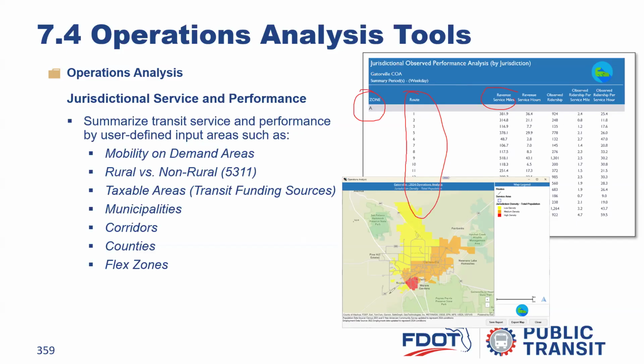So here is the jurisdiction map, and it gives you the low, medium, high densities within each jurisdiction. So just another type of report that you can run, or map and report inside of this operations analysis console. You can see that you can summarize mobility on demand areas, rural versus non-rural, taxable areas, municipalities, corridors, counties, flex zones. So again, all of our different types, we can see different variations of this and reporting types for any geography that would be relevant to your TDP or grant application, corridor study, different studies that you might be doing.